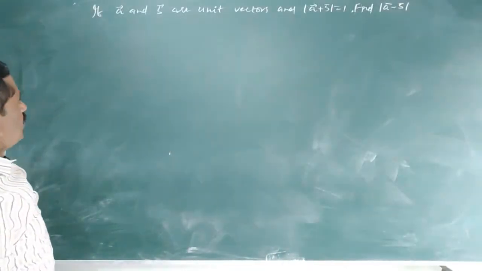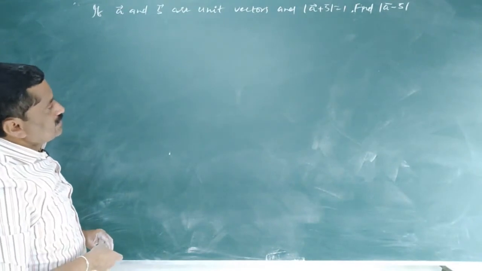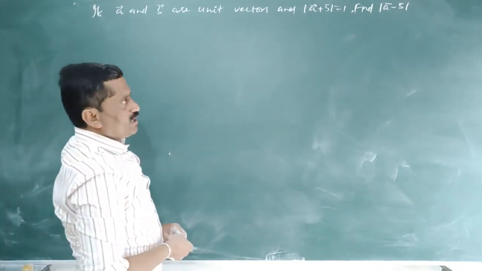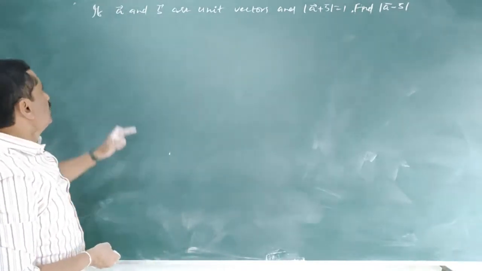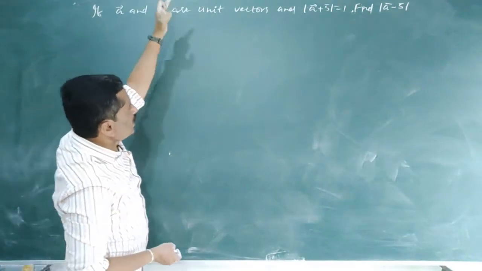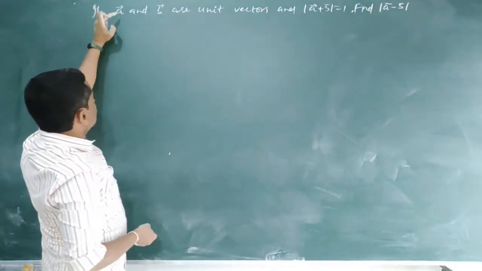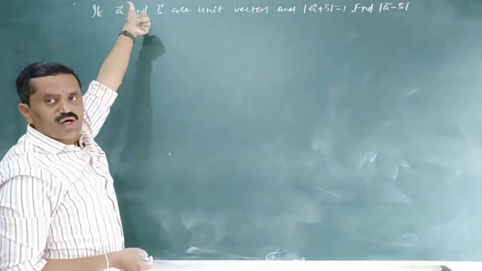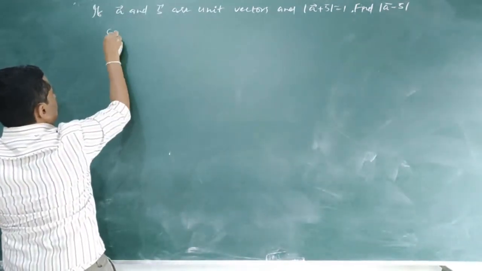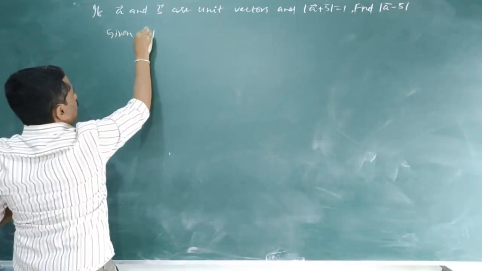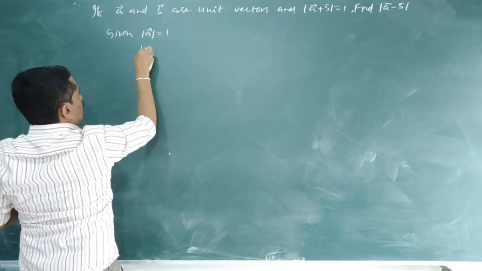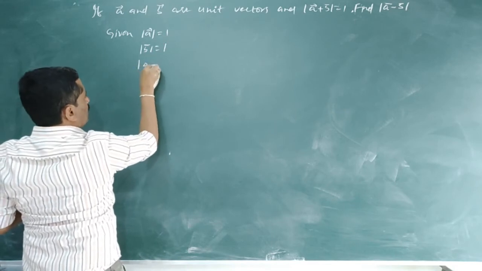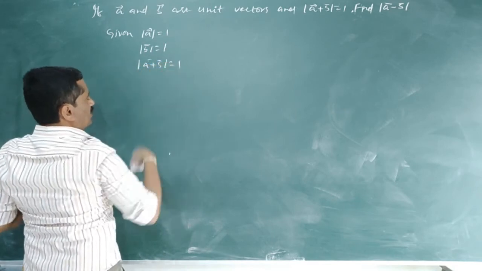Next, if a bar and b bar are unit vectors and magnitude of a bar plus b bar is equal to 1, find magnitude of a bar minus b bar. Similar question. He has given that a bar and b bar are unit vectors. For a bar and b bar to be unit vectors, their magnitude must be equal to what? 1. Therefore, given magnitude of a bar is equal to 1, magnitude of b bar is equal to again 1, and as given, magnitude of a bar plus b bar is equal to 1.